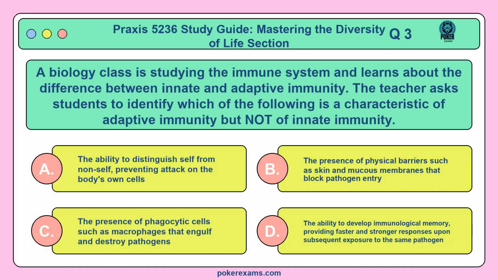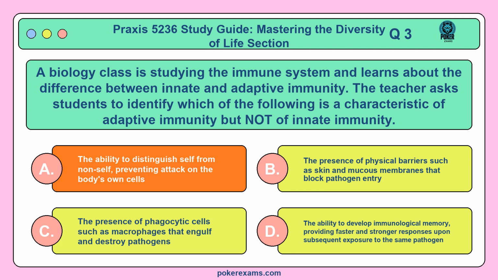Question 3. A biology class is studying the immune system and learns about the difference between innate and adaptive immunity. The teacher asks students to identify which of the following is a characteristic of adaptive immunity, but not of innate immunity. Option A. The ability to distinguish self from non-self, preventing attack on the body's own cells.